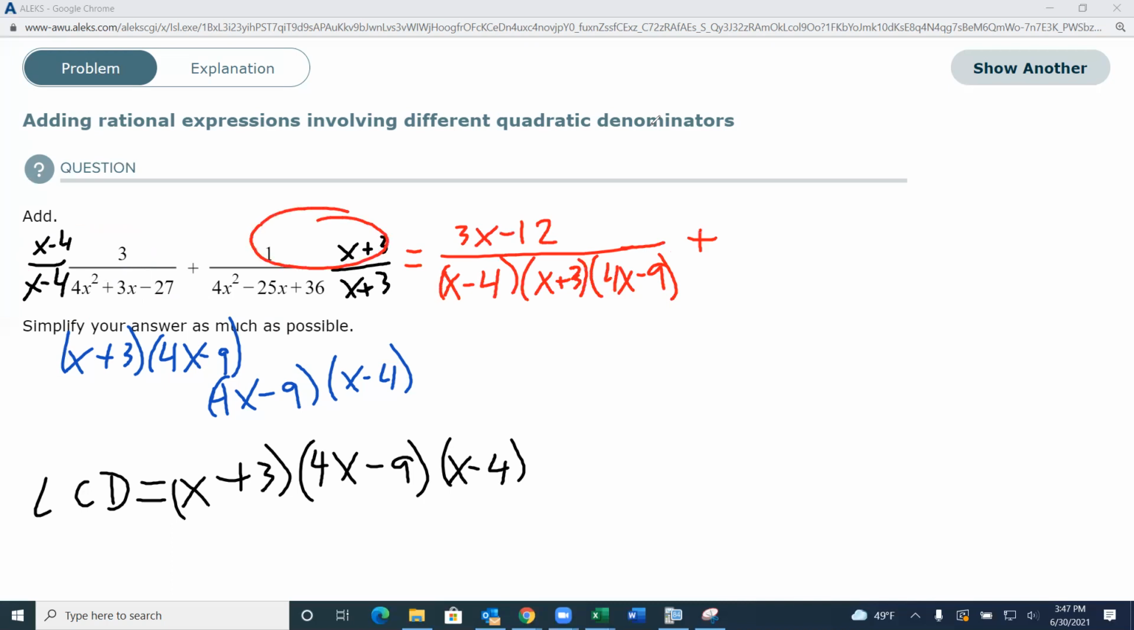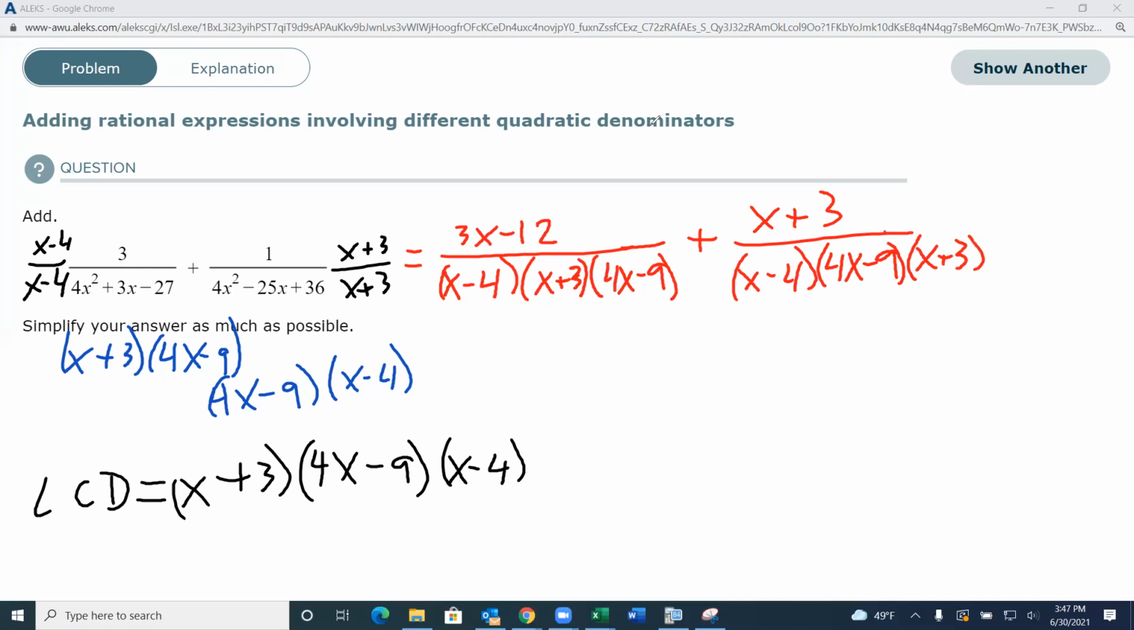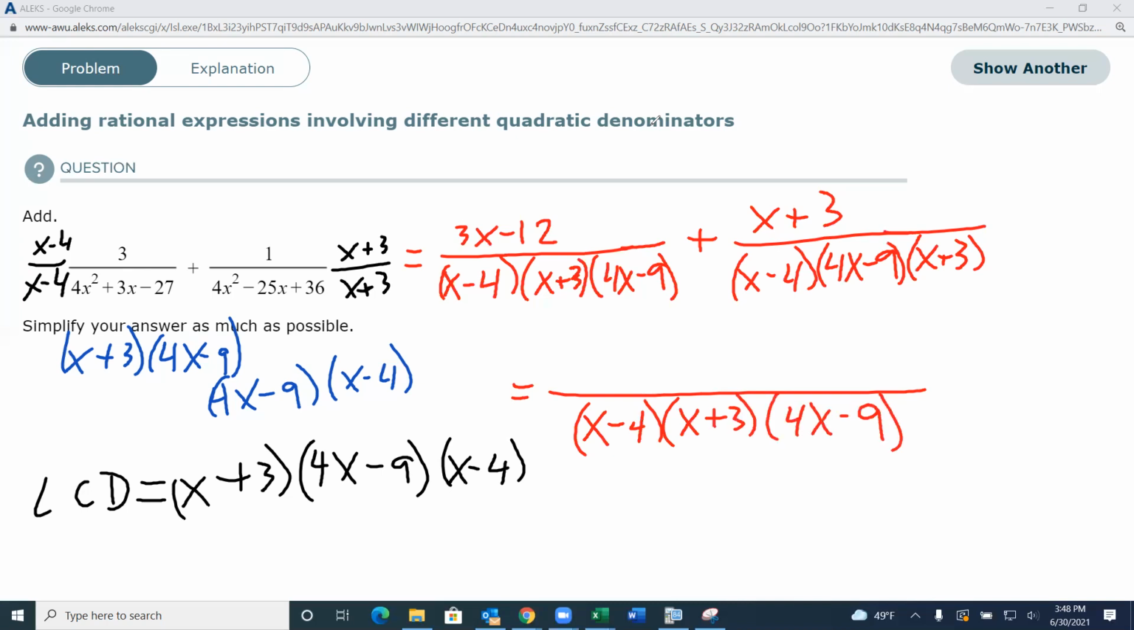All right, the second fraction, 1 times x plus 3 is just x plus 3, and we get that same denominator. And the order of the factors doesn't matter. Okay, so we got common denominators. Let's use them. And so we'll get 3x plus x is 4x. Negative 12 plus 3 is minus 9.